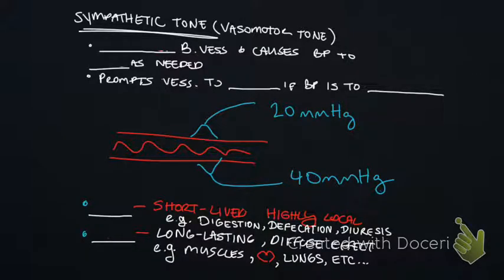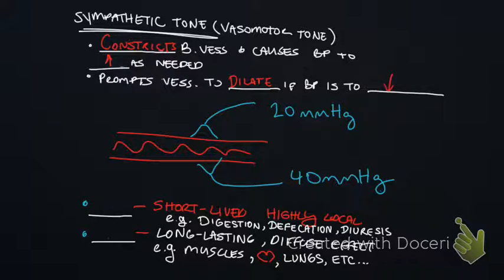So the last thing that I want to talk about is sympathetic tone, and then the difference between localized and diffuse effects. Your sympathetic division controls blood pressure and keeps vessels in a somewhat continual state of partial constriction. And this is what we call sympathetic tone or vasomotor tone. It constricts blood vessels and causes blood pressure to rise as needed. It prompts vessels to dilate if blood pressure is then too low.